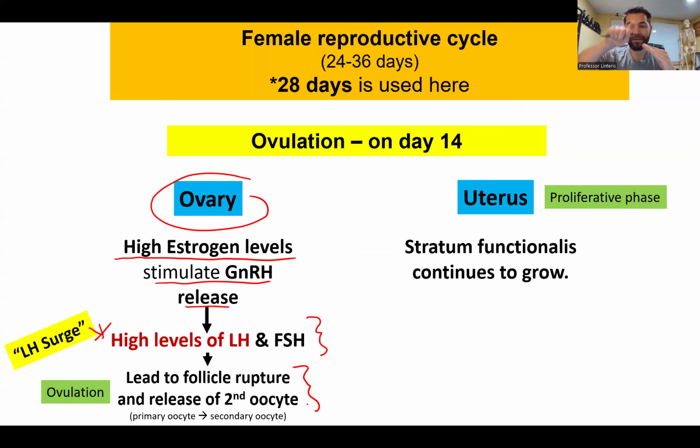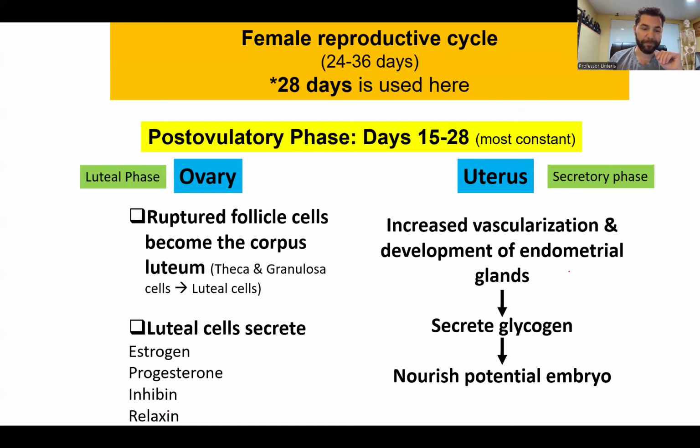Rising estrogen triggers the LH surge, which triggers ovulation. Good to go. What's happening in the uterus? It's just chilling, right? The functionalis continues to grow, and the endometrium is thickening. Then we get towards the end.